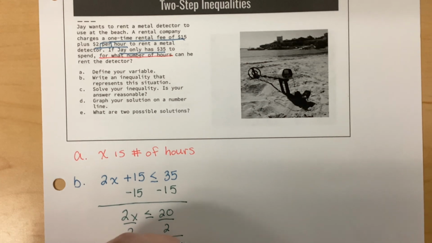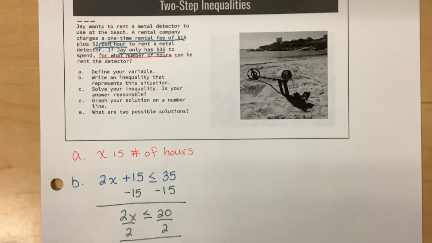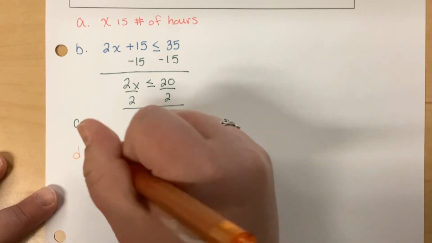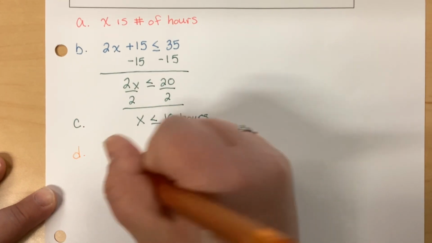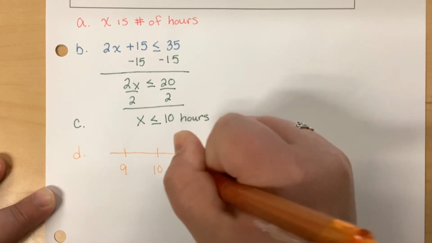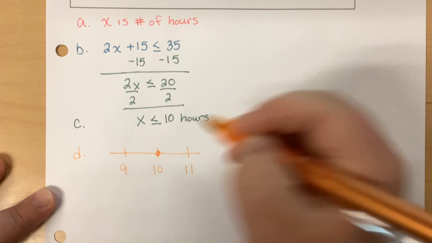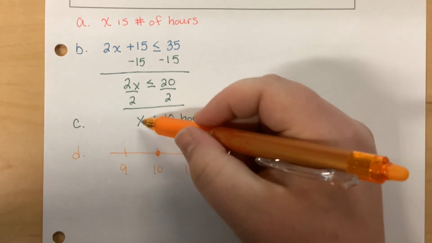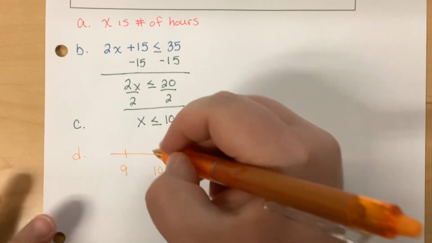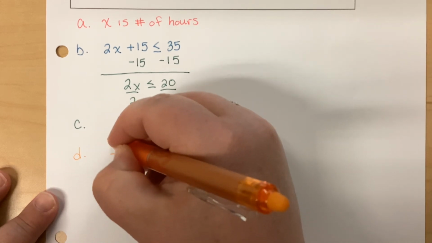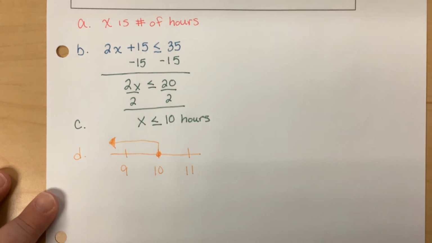That's part C. Part D is to graph. We'll do 9, 10, and 11. There is an or equal to underneath, so we're going to keep that. And it's got to be less than 10. Or equal to. So we're going to go this way. So that's the graph.